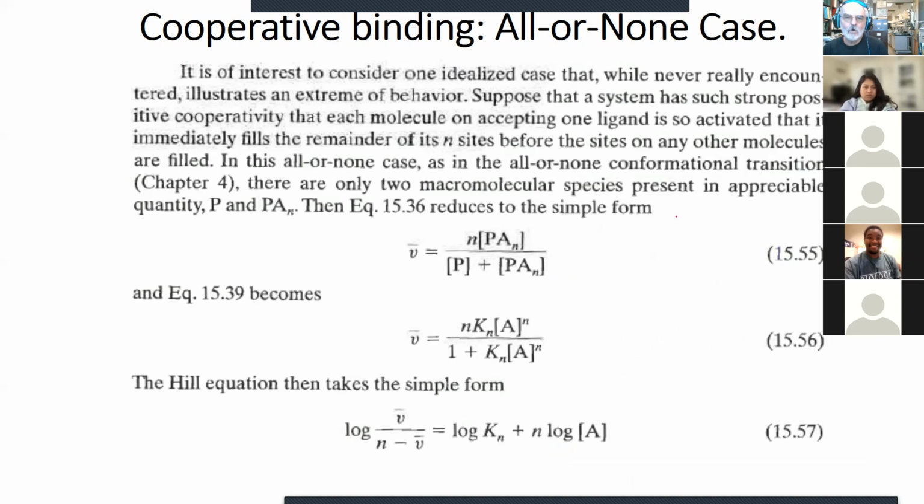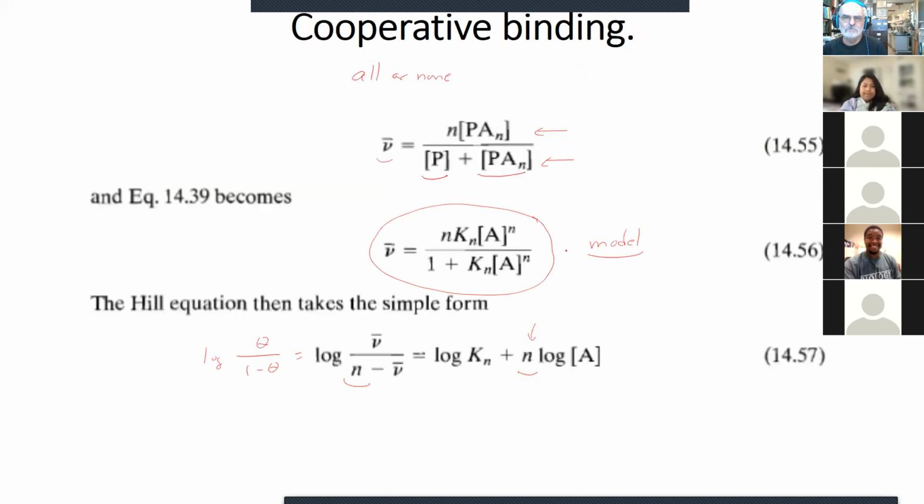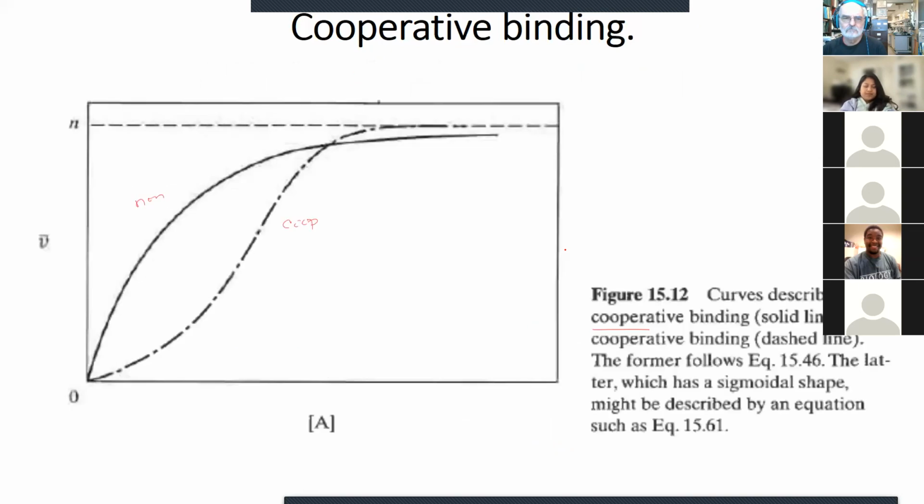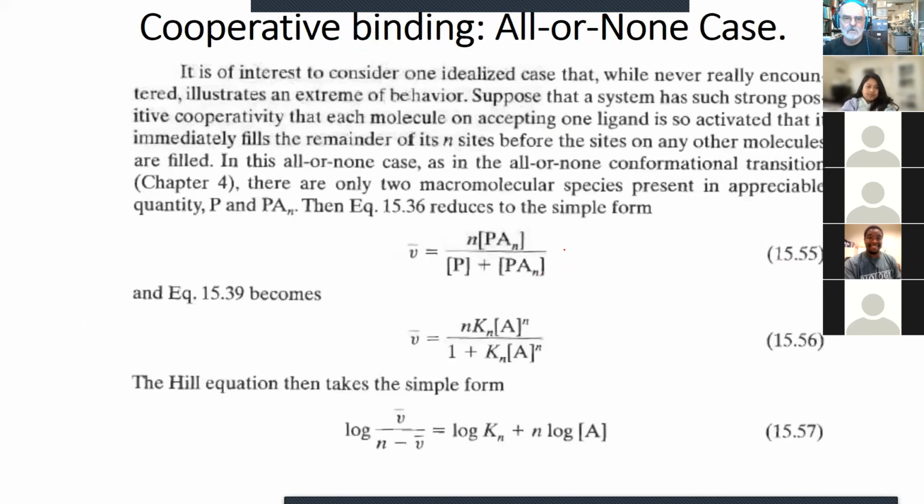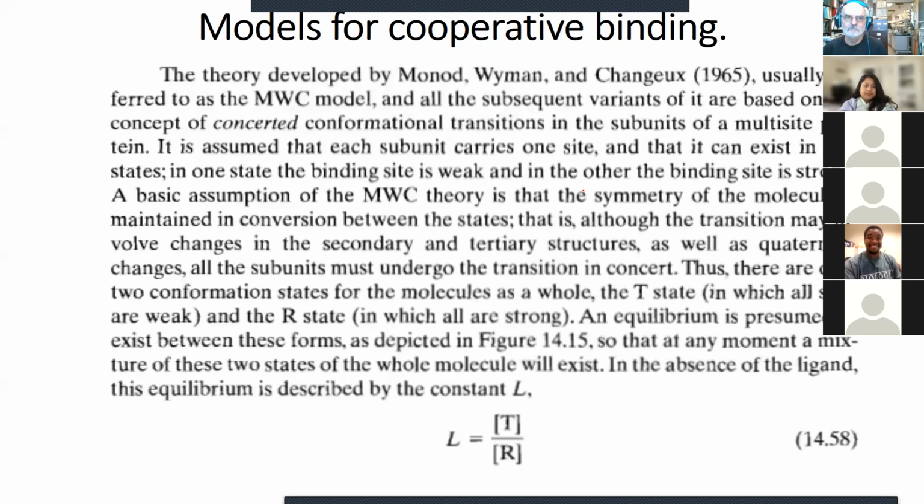And so this is that all or none case that I showed up above. Did I show this twice? I did show it twice. Okay. And so it takes this simple form, and I've already pointed out to you the problem with n. Okay. So that's the general idea.